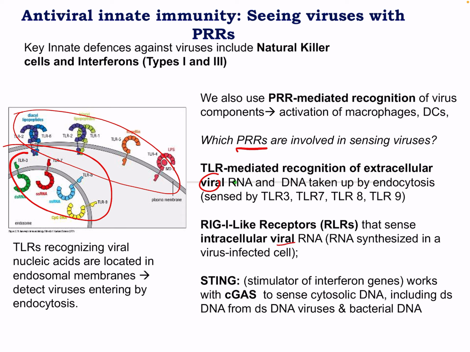And this is RNA synthesized in a virus-infected cell. And we also have STING, which is stimulator of interferon genes, which works with cGAS to sense cytosolic DNA, including double-stranded DNA from double-stranded DNA viruses and bacterial DNA. So we can see here that the TLRs recognizing viral nucleic acids are located in the endosomal membrane, as we can see here, endosome. And these detect viruses entering by endocytosis.